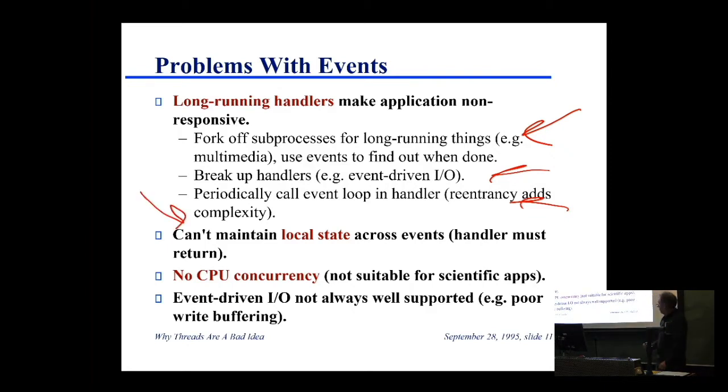The other challenge is we can't maintain local state across events, because as soon as we return from the handler, the local variables are gone because the stack has been deallocated for that particular function invocation. So we have to explicitly identify any state that we'd like to persist across the handler and move it out onto the heap. We have no real CPU concurrency, so if we're really aiming to keep CPUs busy, then events aren't really what we're looking for. And event-driven I/O at the time was not really well supported.